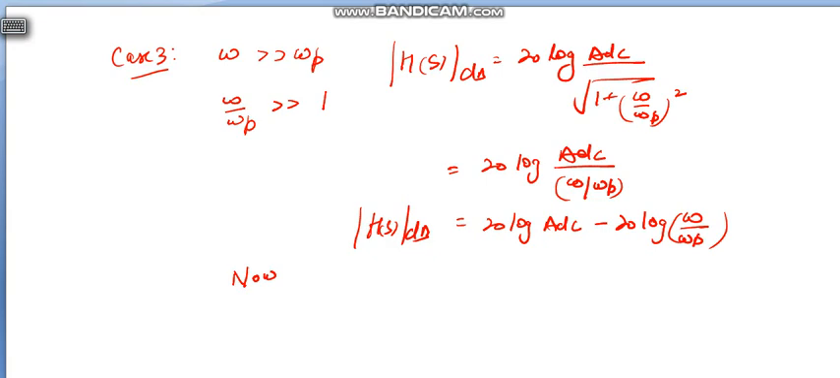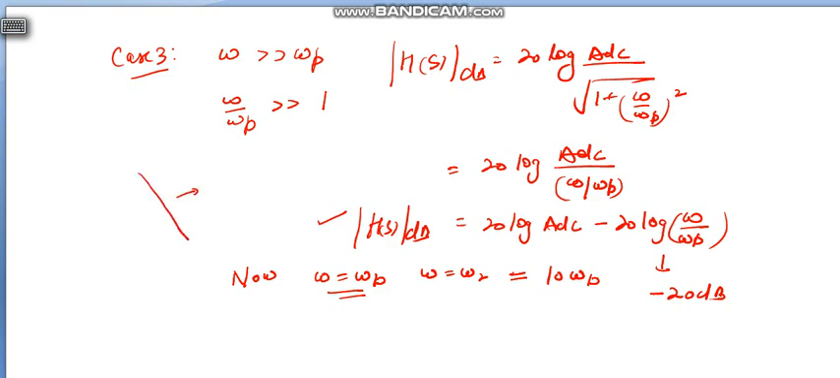Now if we again consider the same thing, omega equals omega 1 and omega equals omega 2 equals 10 times omega 1, or you can say omega equals omega p and omega equals 10 times omega p. After this frequency this term is minus 20 dB, or this term says the gain rolls off by minus 20 dB per decade.